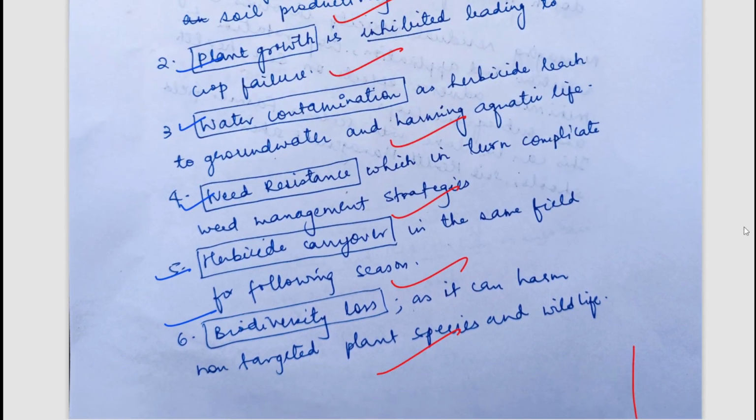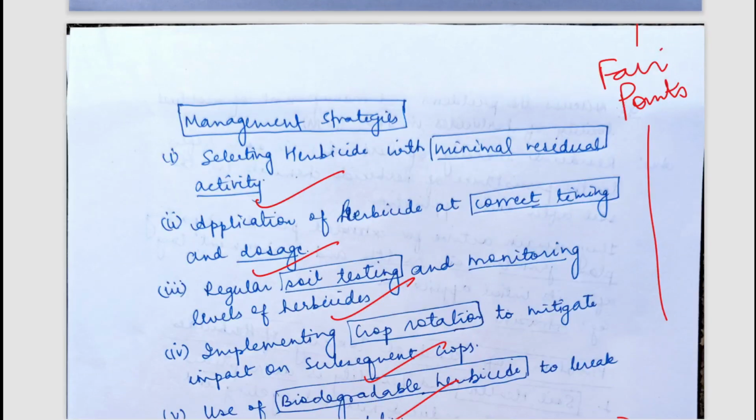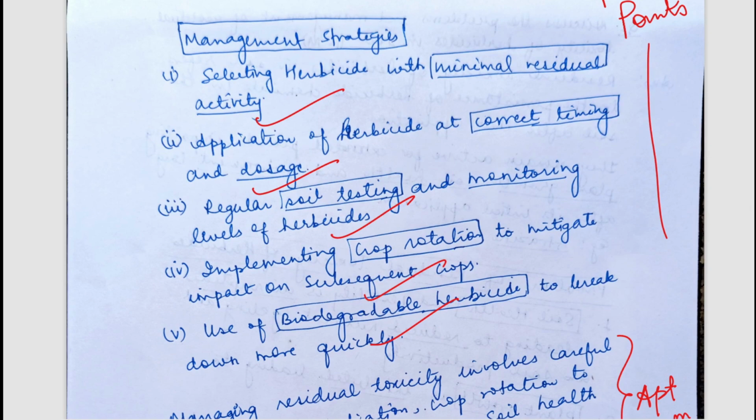How can we manage this problem? If you want to read the answers in detail, you can pause and read it. First of all, we have to select herbicides with minimal residual activity. Secondly, correct timing and dosage is important, that is, we have to apply correct doses of herbicides. Sometimes applying a high amount of doses which is not required leads to the residual of those herbicides. We need to do regular soil testing and regular soil monitoring. From soil testing we should know how much herbicides or pesticides or any chemicals are required in the soil.